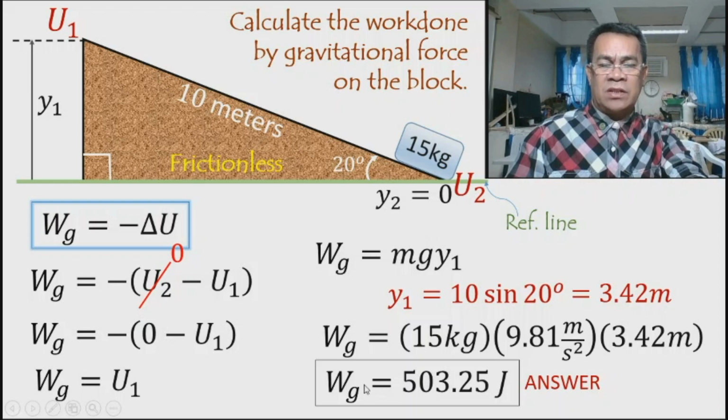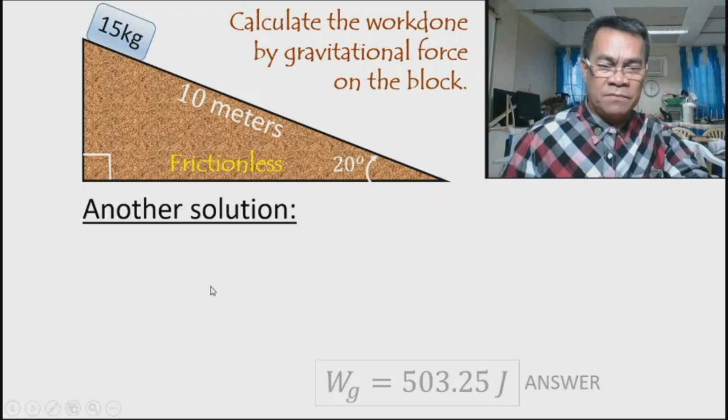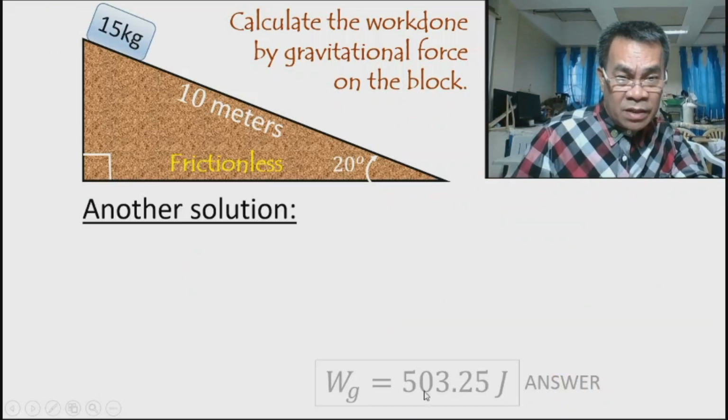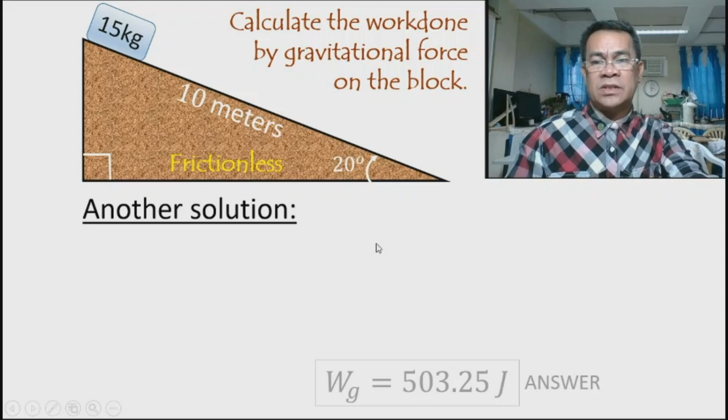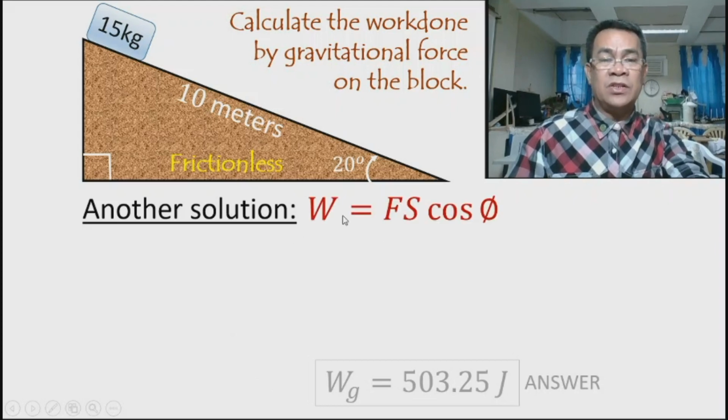Another method of calculating work done by gravity. Remember, this is work done by gravity. Previously, we calculated 503.25 joules. Remember this answer. So, another solution is to use the formula.